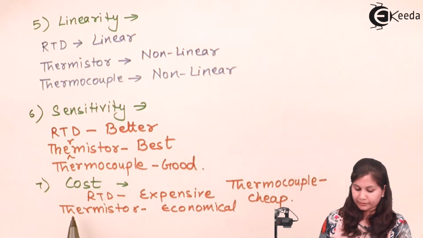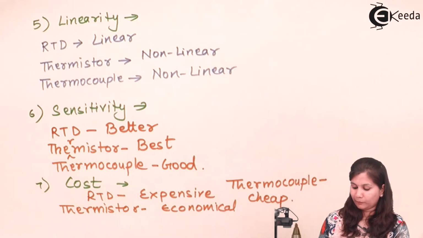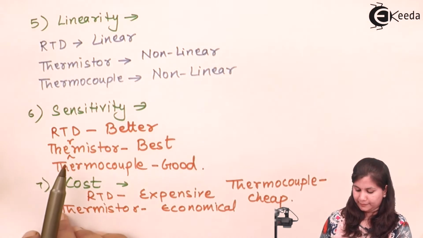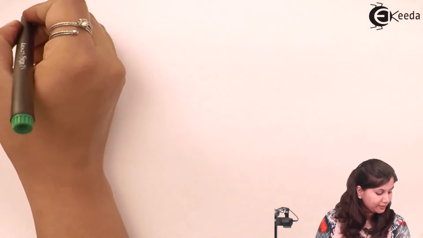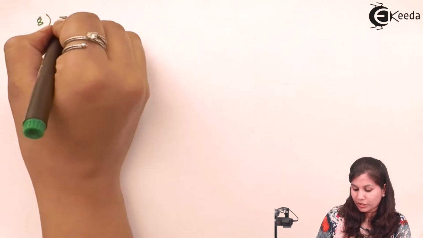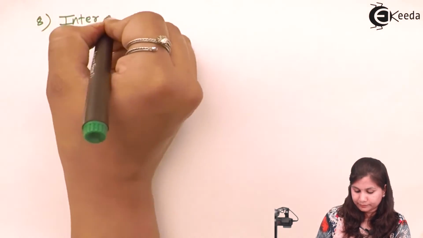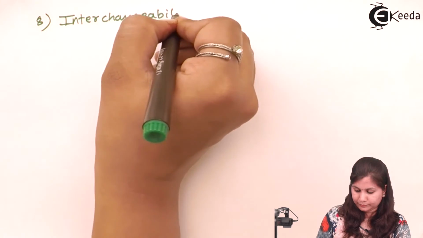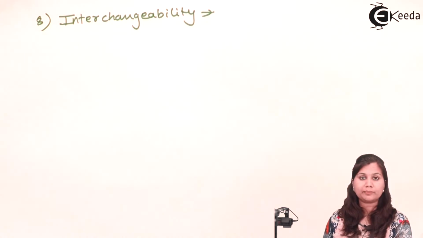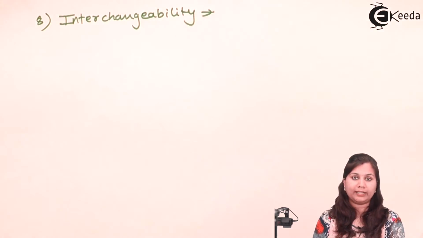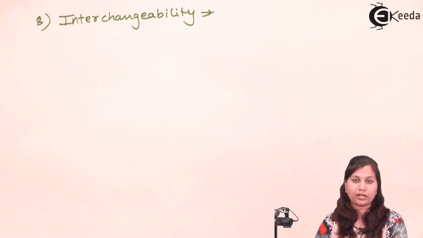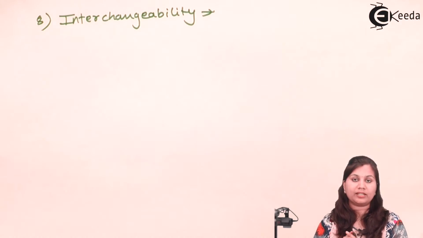So if we compare their cost, then we can say that RTD is the expensive one and thermocouple is the cheapest. Next basis of comparison is the interchangeability. Interchangeability means that if the RTD or any of the temperature transducer is damaged, then the replacement of that transducer, is it easy or not?